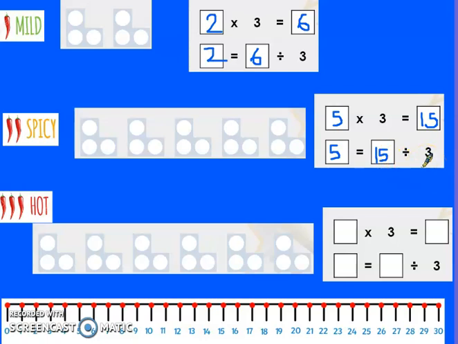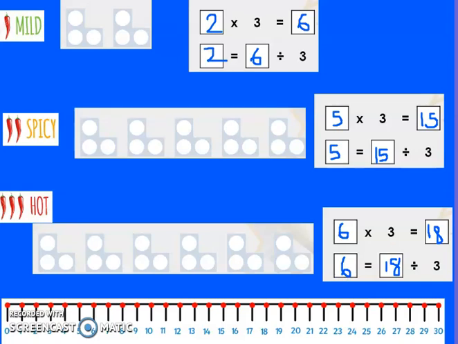Let's have a look at the hot challenge. Did you push yourself and give it a go? I hope so. Let's have a look together. How many groups? 1, 2, 3, 4, 5, 6. 6 groups of 3. How many 3s is that? Counting 3s with me. 3, 6, 9, 12, 15, 18. 6 times 3 equals 18. So 18 divided by 3 must be 6. Well done if you got those right, Year 3.